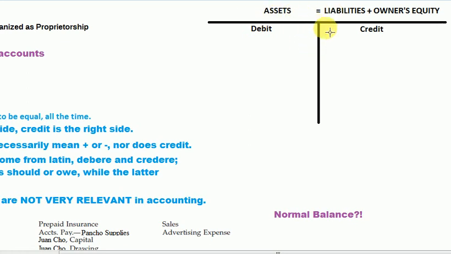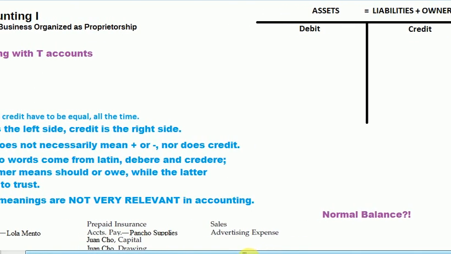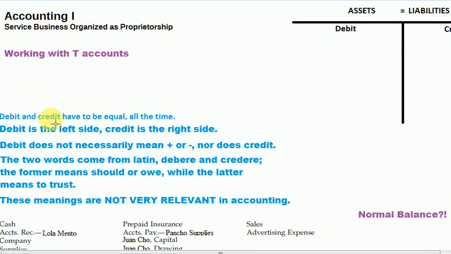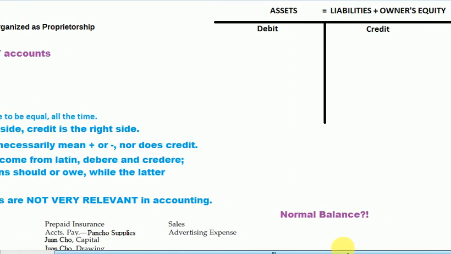Alright, you see that the equal sign is actually the vertical line of the T account. What does that mean? That tells you that the left hand side has to be equal to the right hand side. So the left hand side is called debit, the right hand side is called credit. Debit and credit have to be equal all the time, and we are going to see some examples.